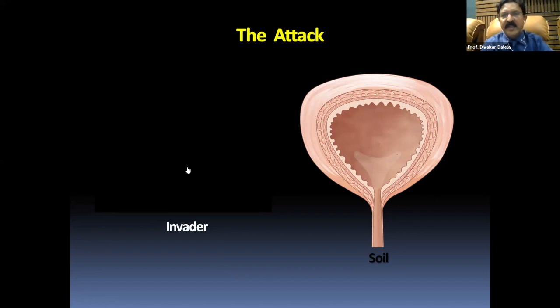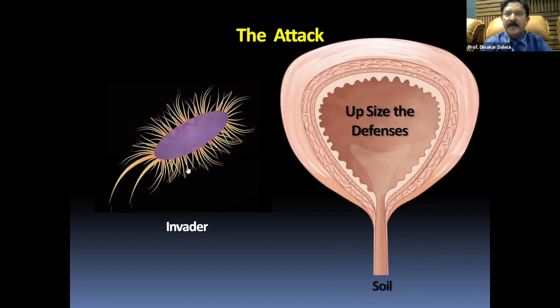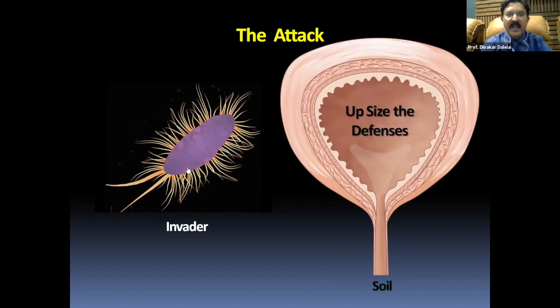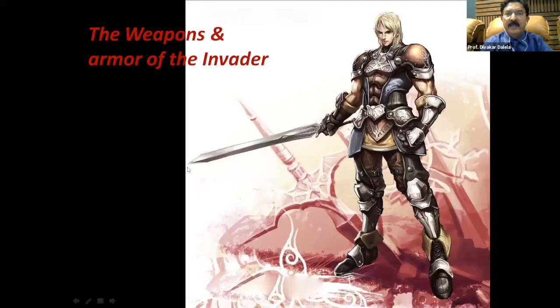So conceptually, if someone has to prevent occurrence of infection, what we need to do is upsize the defenses of the lower urinary tract, and downsize the power of this invader which moves so beautifully. So we look into both aspects. How can we downsize the bacteria? If you look at this picture, this individual is wearing armor and has a weapon. The strength of the invader lies in the protective armor and the nice weapon it has.